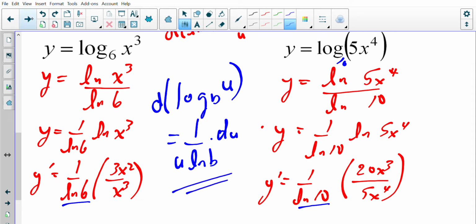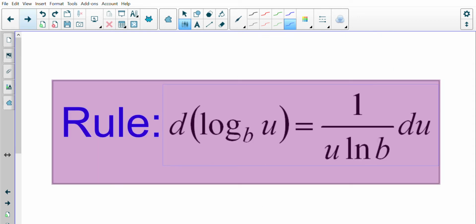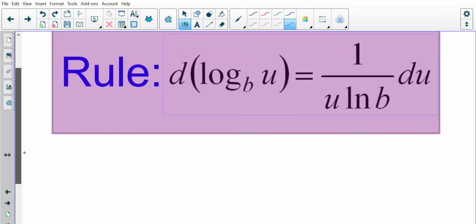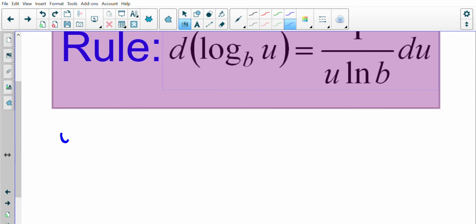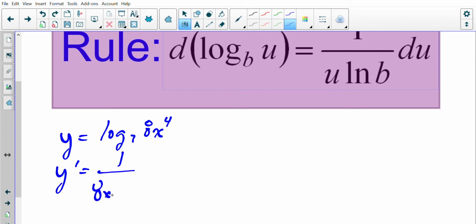Now I have that in a nice graphic here. Here is how you find the derivative of the log of u to any base. So the way that I did that last one, we would no longer go through all those steps. We simply do this. If I have y equals the log of 8x to the 4th to base 7, y prime, according to this rule, would be 1 over u multiplied by the natural log of the base multiplied by the derivative of the argument, 32x cubed.